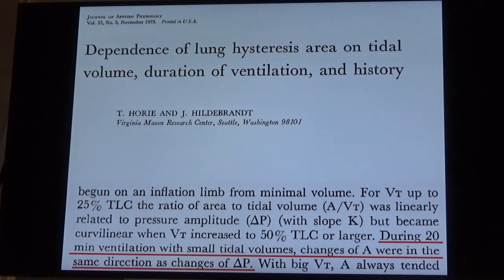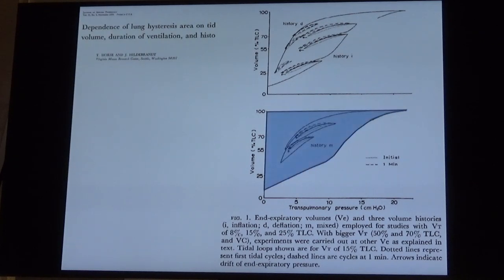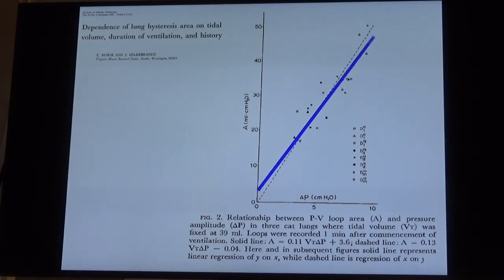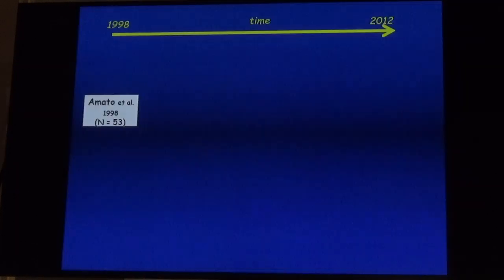So this tiny area is the hysteresis area, and interestingly enough, I found very old papers, for instance from Hildebrandt, showing that the hysteresis area is just this tiny component during tidal graphs, and this is related to the dissipation of energy. Look at this. There is a very good correlation, the best correlation, of hysteresis area, or the dissipated energy, with driving pressure. No good correlation with tidal volume or other parameters.